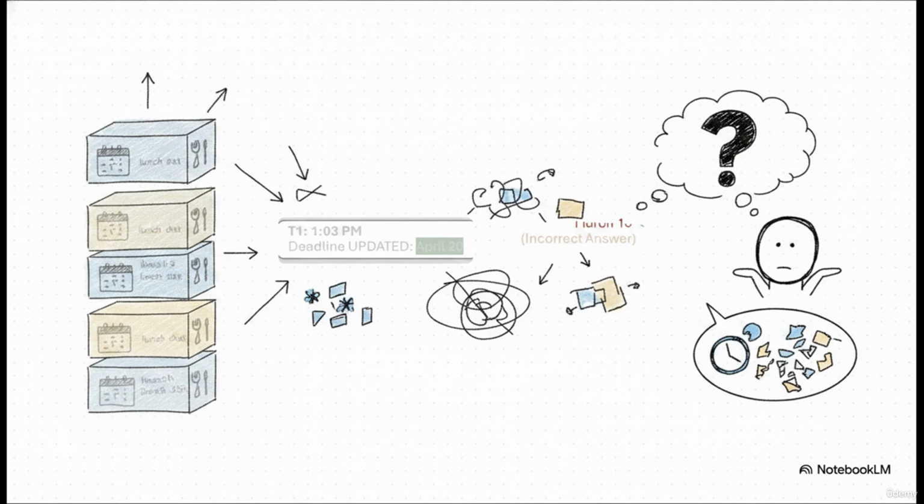Because the traditional database just blindly appends all this new data alongside the old data, the active memory tier gets completely crowded with junk. Eventually, that old March 15th deadline and the new April 20th deadline are just sitting there conflicting with each other. So when the user asks for the deadline later on, the agent totally breaks down. It either hallucinates, meaning it just confidently invents a completely wrong answer, or it simply throws its hands up and replies, "I do not know."